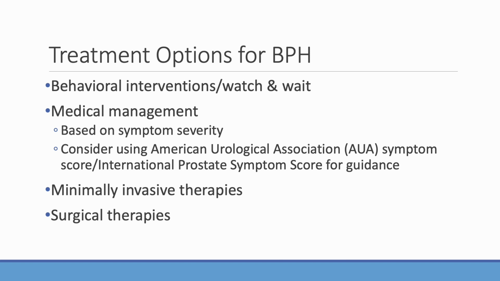So some treatment options are going to include some behavioral interventions, or just to kind of watch the process of BPH and see if it improves over time. So the watch and wait method. Medical management, which can be based on the symptom severity, whether we need to do that or not. And we can also use a score provided by the American Urological Association, or AUA, or the International Prostate Symptom Score. There are some minimally invasive therapies, but there are also some surgical therapies that can be involved in treatment and relief of BPH.